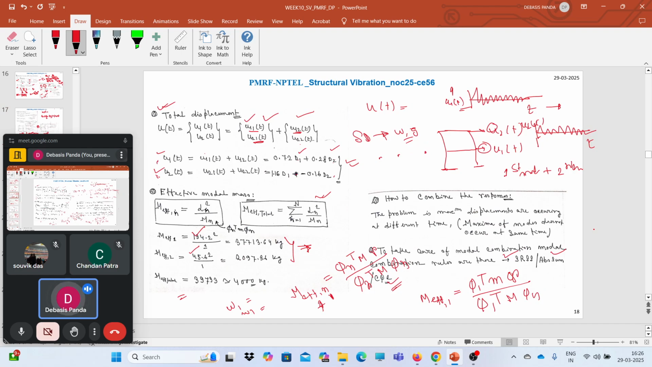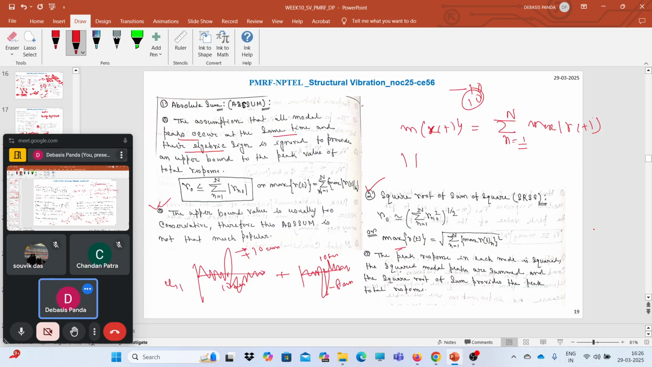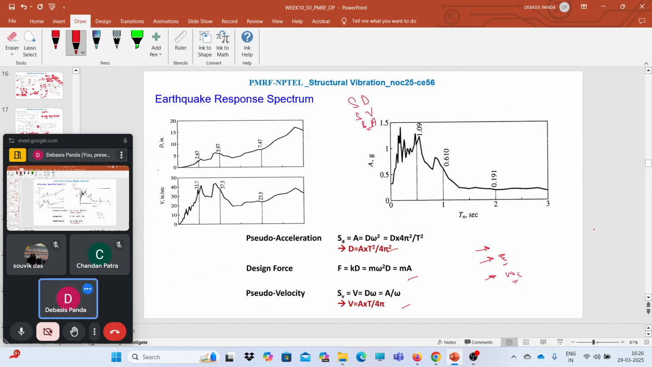Now for the total response, we have seen how we can use the modal combination rules. We have seen different kinds of combination rules, SRSS, and CQC, the complete quadratic combination, which we have not discussed yet. But we have seen the absolute sum and how we can use that concept of absolute sum and SRSS to get the responses, right?